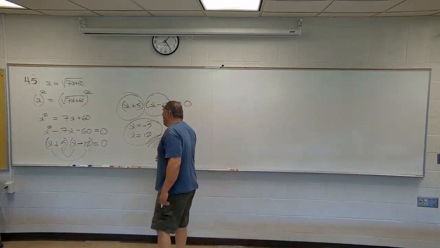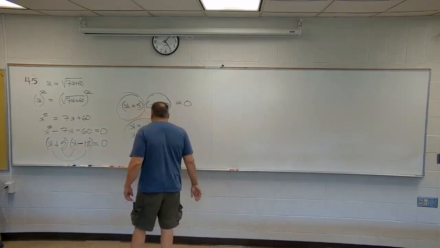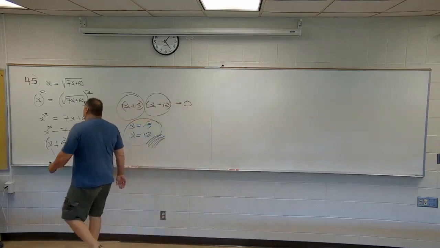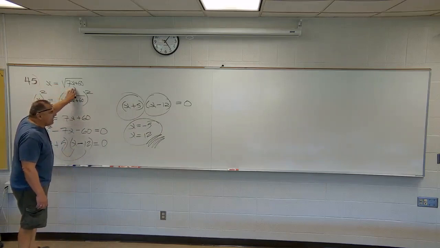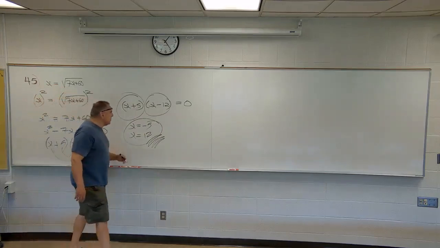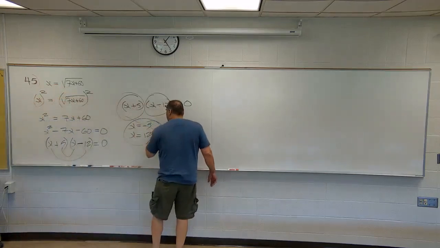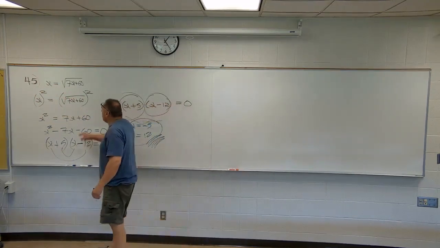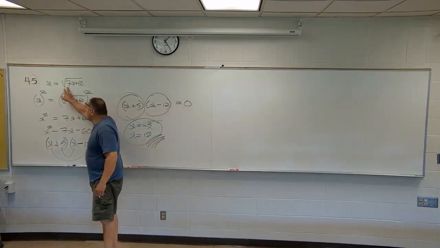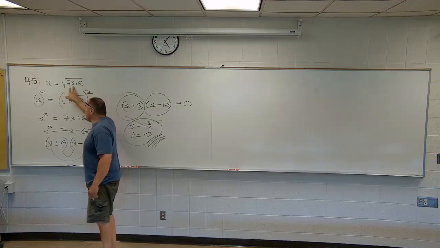Now, we got to be careful. Yes and no. You can't really use negative 5 because the square root of any quantity cannot be a negative. So you picked up a solution you couldn't really pick up here. That's an extraneous solution. 12 works. 12 times 7 is 84. 84 and 60 is 144. The square root of 144 is 12.